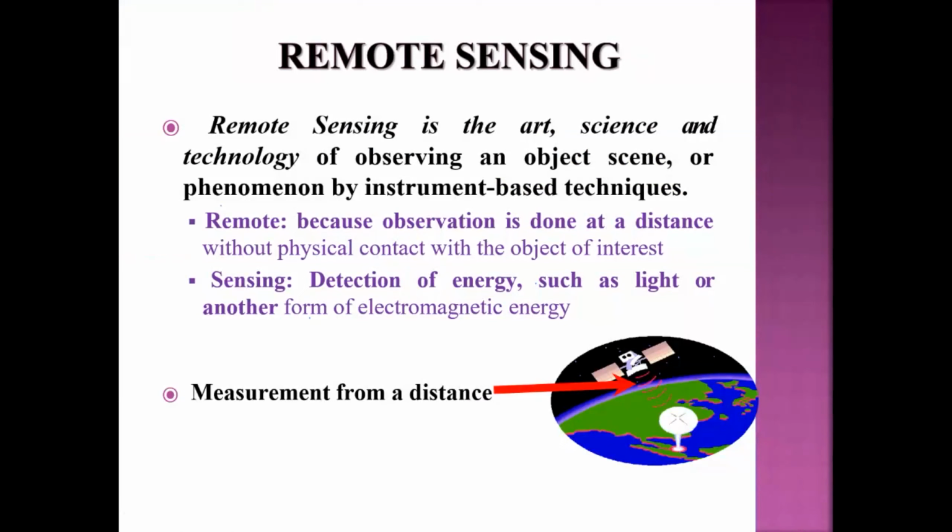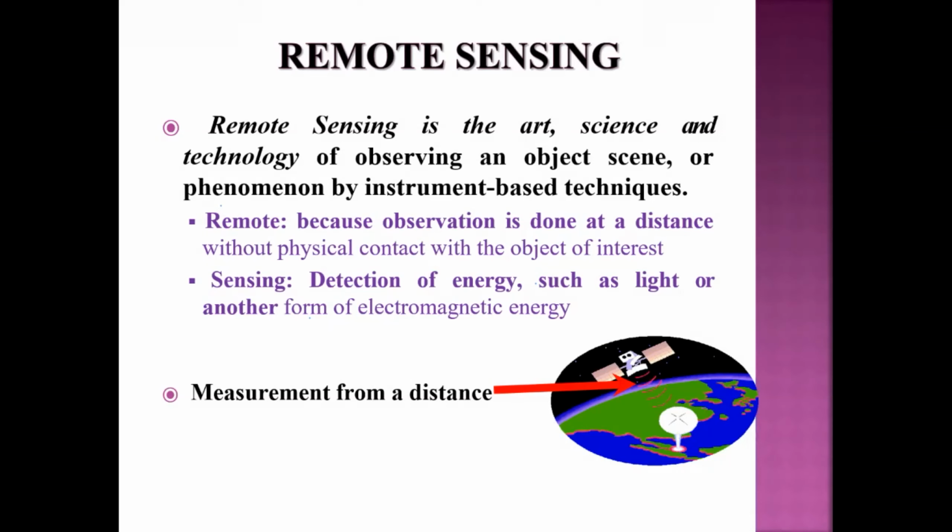Remote sensing is the art, science, and technology of observing an object, scene, or phenomenon by instrument-based techniques. This is the very basic definition. Remote sensing is acquisition of data from a distance, not from physical contact. Here, what does remote mean? The observation is done at a distance, and that is why it is called remote.